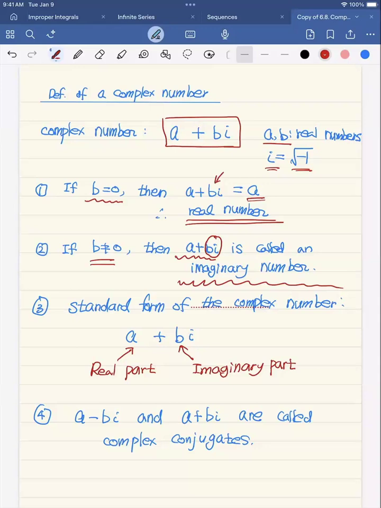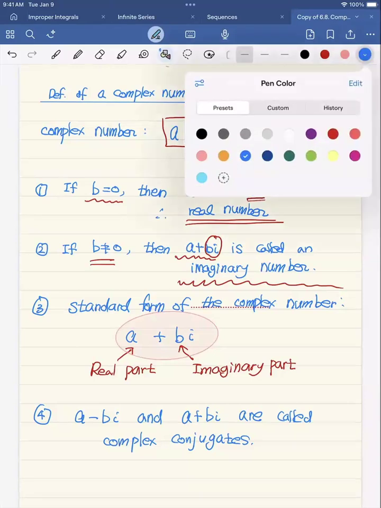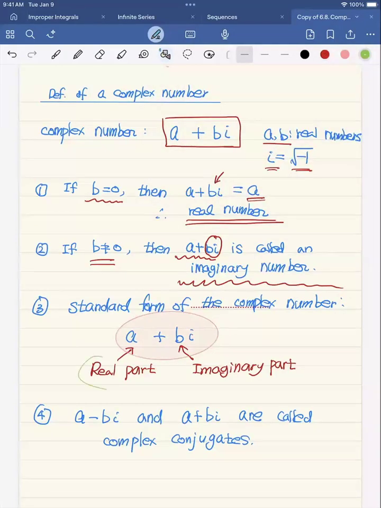The standard form of the complex number is a plus bi, and we say a is the real part and bi is the imaginary part. And we also say that a minus bi and a plus bi are complex conjugates.